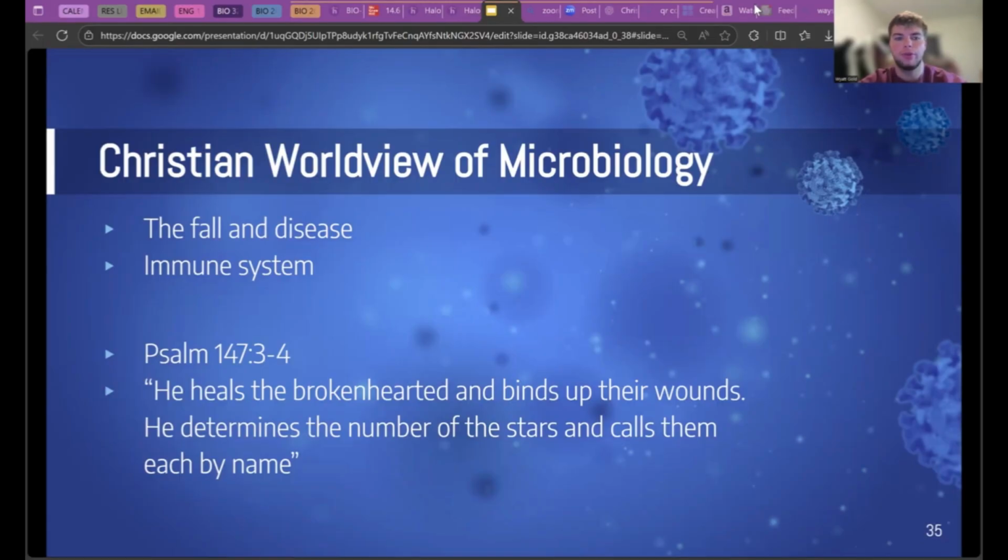The Christian worldview is going to be really simple. First, I want to talk about the fall and disease. In the Christian theology or worldview, disease and decay entered the world through the fall. This is seen in Genesis 3. The pathogenic microbes and immune system malfunctions, like autoimmune diseases, can be seen as a result of a broken creation, again from the fall.